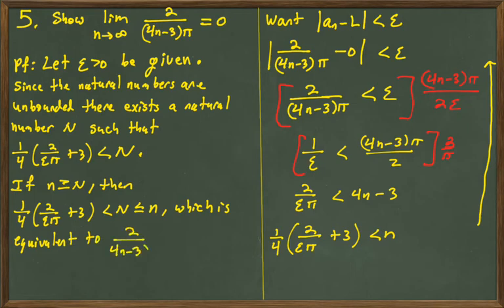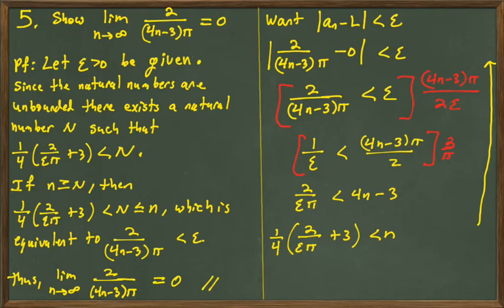So 2 over 4n minus 3 pi is less than epsilon. Okay? And so that's enough to make our conclusion that the limit of 2 over 4n minus 3 pi, as n goes to infinity, is 0. So what that proves is that it doesn't matter where we're at. Let's say this is 0.002. Because we know the limit is 0, at some point in time all the points in our sequence are going to be in here. Okay, infinitely many of them.